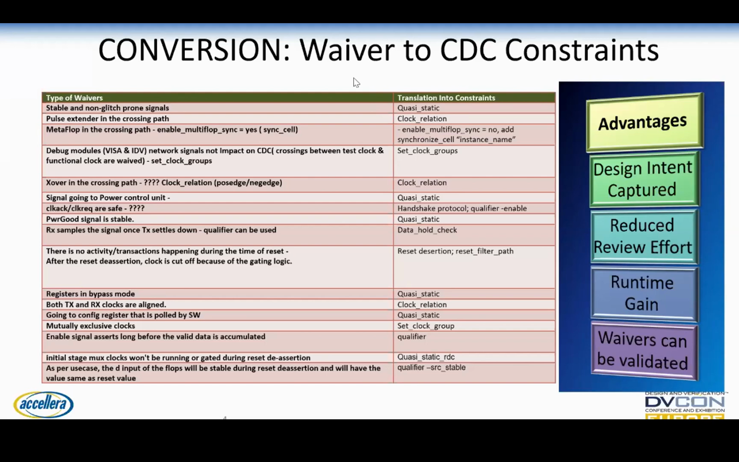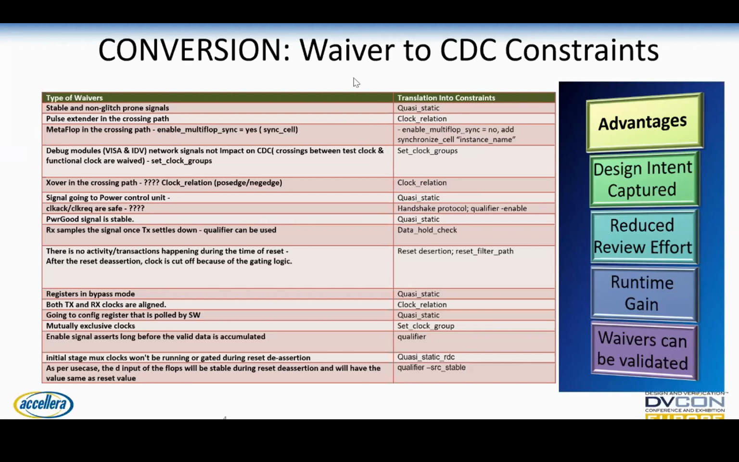I'm not going to go through each and every one, but if you have a stable and non-glitch-prone signal, then you write a quasi-static signal. If you have a pulse extender, then you define a clock relation. Similarly, if you have a metaflop crossing, in that case we use the enable multi-flop sync. So there is always a one-to-one mapping. We bucketized all the waivers into some categories, and we wrote equivalent constraints.